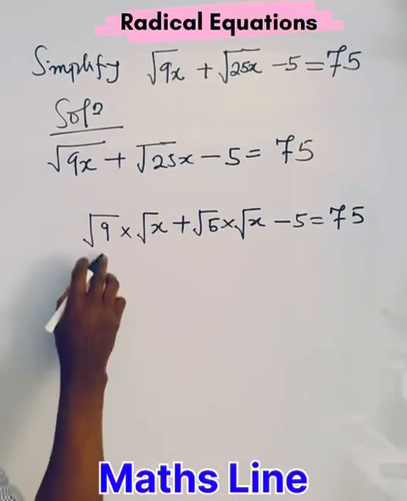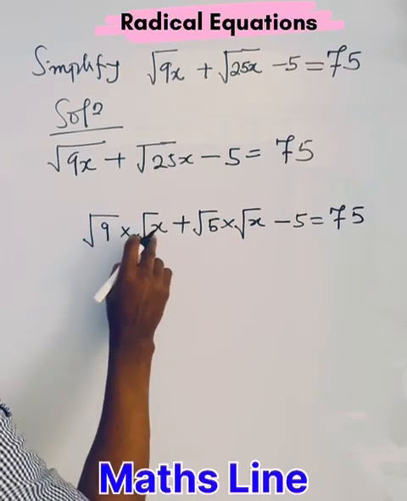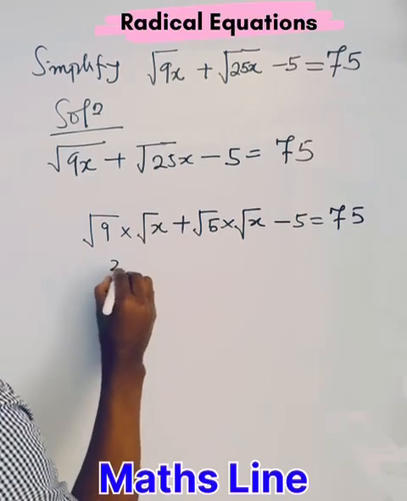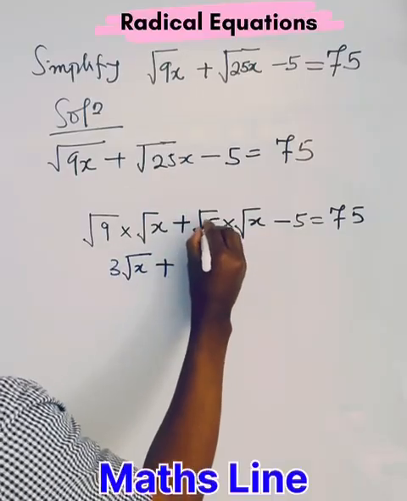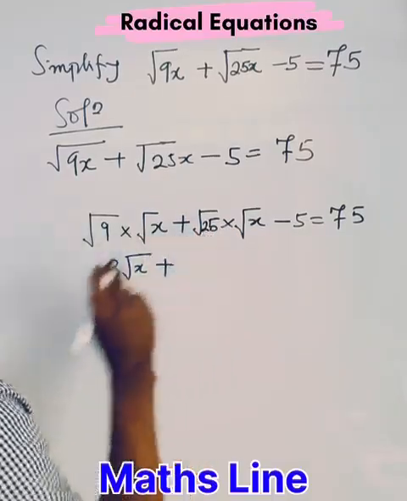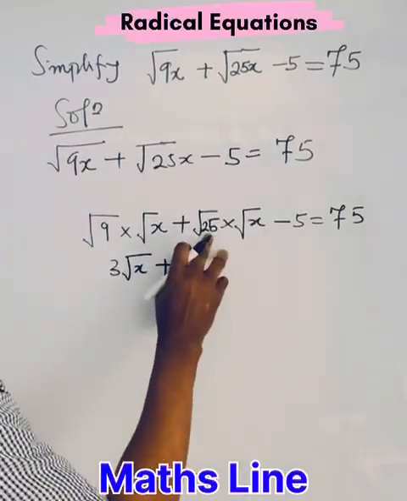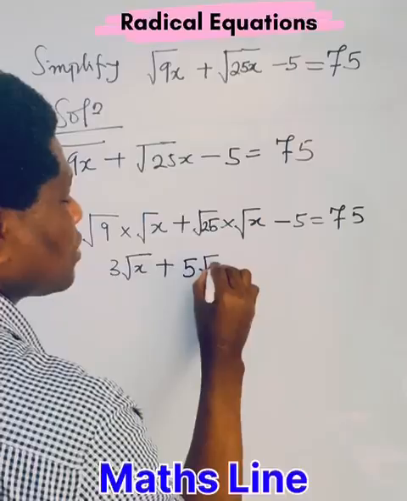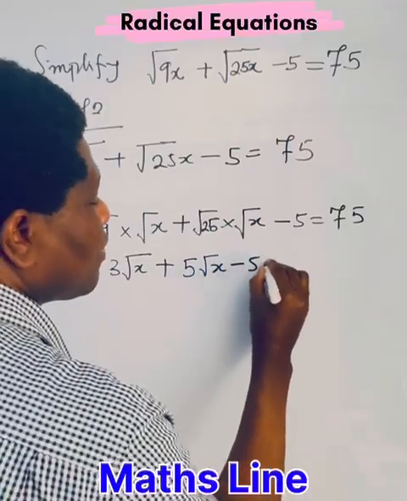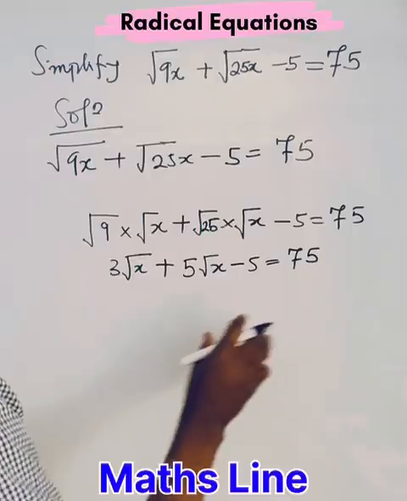We can now say, what is root 9? Root 9 is 3. And when we multiply 3 by root x, that will give us 3 root x plus, what is root 25? Root 25 is 5. We multiply 5 by root x, that will give us 5 root x minus 5 is equals to 75. So what do we now do next?